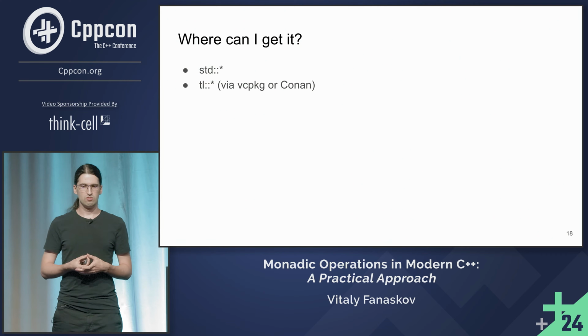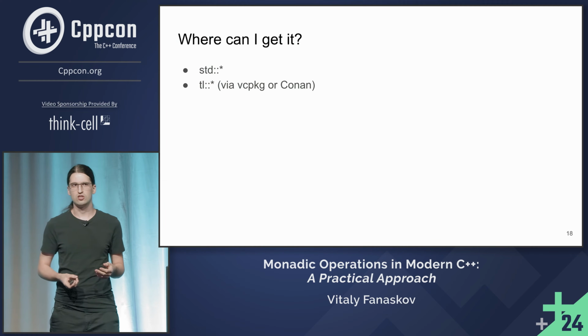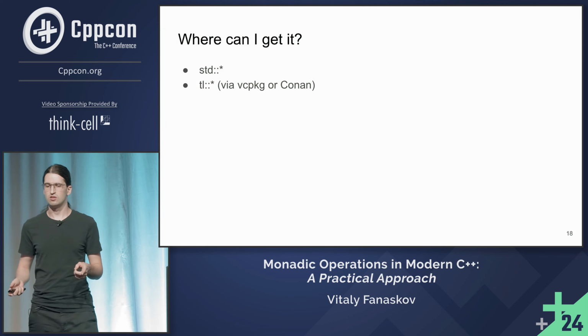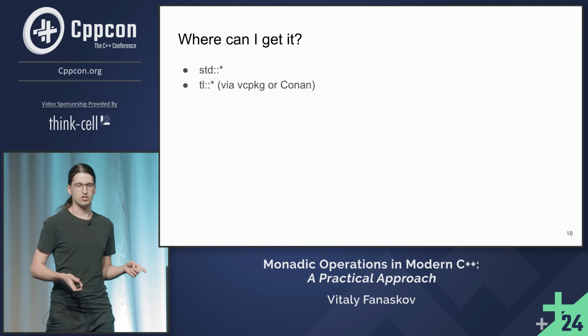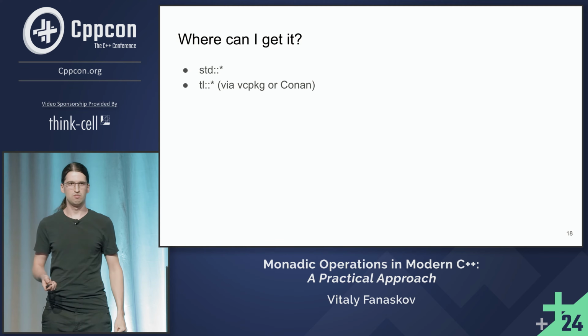You can get it in the standard library, with monadic operation support from the C++23 standard, if I'm not mistaken, or you can use tl::expected and optional as well via Conan or vcpkg, thanks to all contributors. That library is very good and mature. And the question now to the audience: if you use expected in your project, does it come from the standard library or from something else?